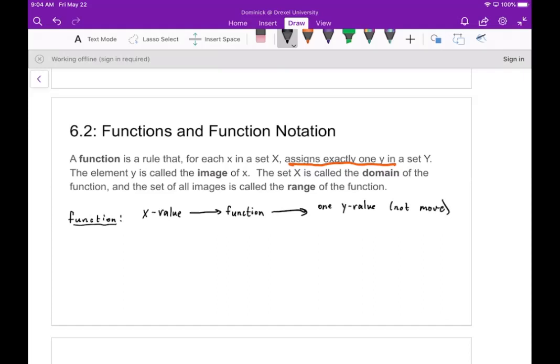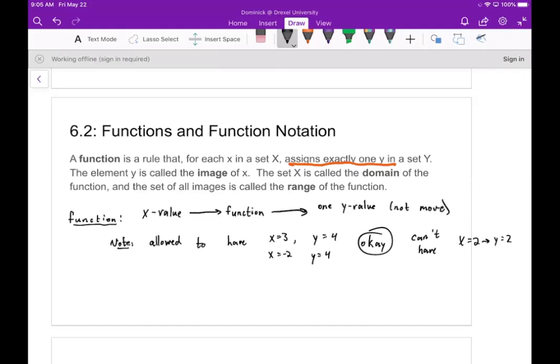Now, that's not to say that you can't have this. So just keep in mind that you're allowed to have something like when x equals 3, y equals 4, and when x is negative 2, y equals 4. This is okay because you still have x going to exactly one y value, even though that y value is repeating. That's totally fine. You just can't have x equals 2 leading to y equals 2 or y equals negative 2 or something like that, right? That you can't have.